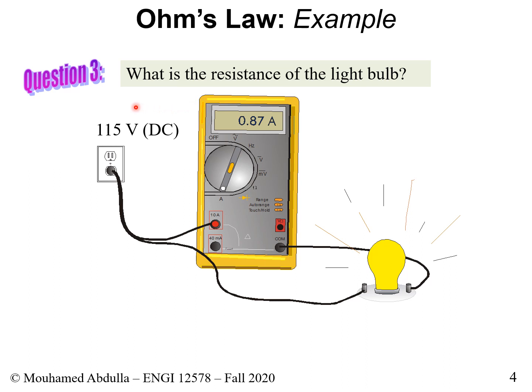This is another question that we could work on related to Ohm's law. So in question 3, we can read it. What is the resistance of the light bulb? Now, the light bulb is an electrical component, so it's not a resistor. But in reality, any electrical component will introduce some resistance to the circuit.